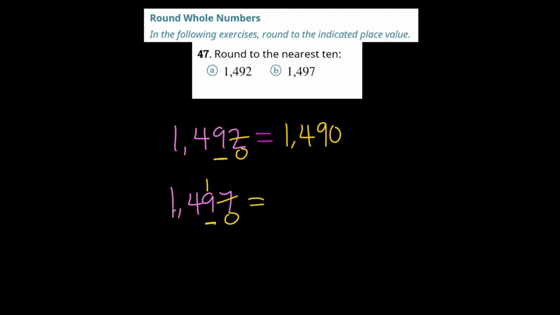So we have 1,400. 9 plus 1 is 10. So that means we actually need to carry over. That means we have 1,500. Because if I add 1 plus 9, that gives us 10. So that means we have to carry over there. And that gives us 5. We have 1,500.